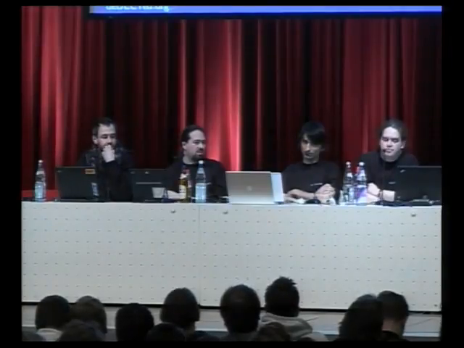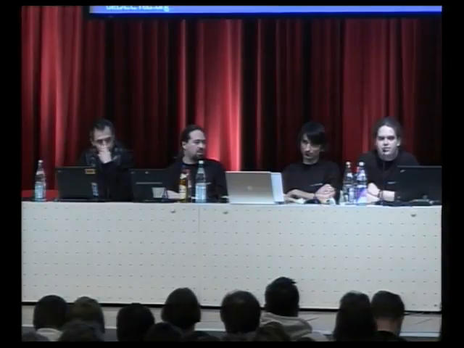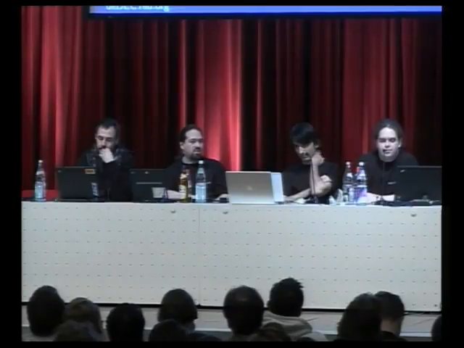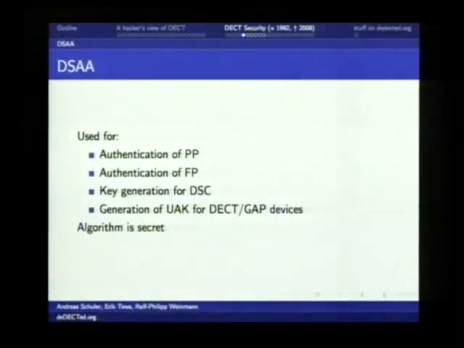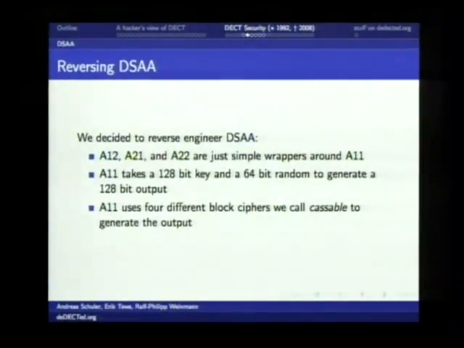So the standard specifies multiple ways how to generate UAK. You can just enter it manually, you can program it into the EEPROM, but if you have DECT GAP devices, and all modern DECT devices are GAP devices, then the DSA algorithm is also used to generate the initial pairs from a random number and the PIN you enter when you pair the phone with your base station. The algorithm is secret, not anymore. We decided to reverse engineer the algorithm.